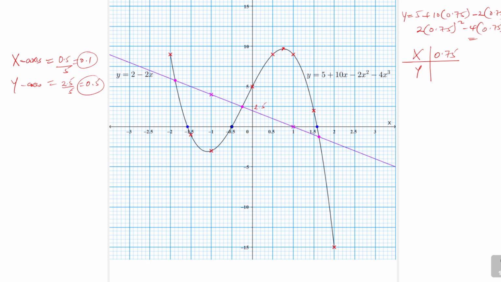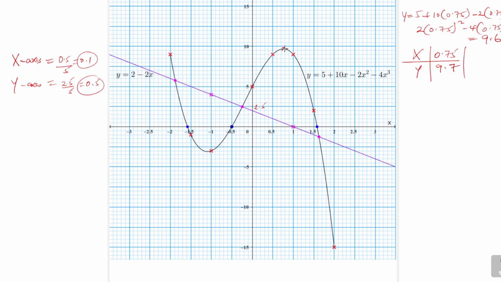You need to square these like that. So that one squared, 0.75, square that, then minus 4, 0.75, and then get the cube of that. You get 9.6875 approximately. You can plot 9.7.